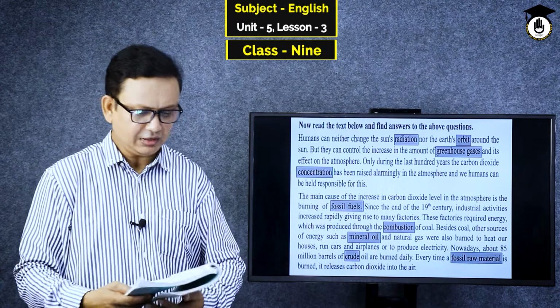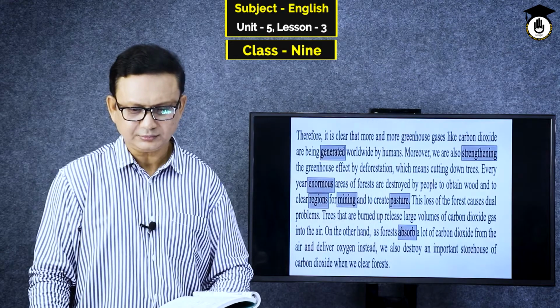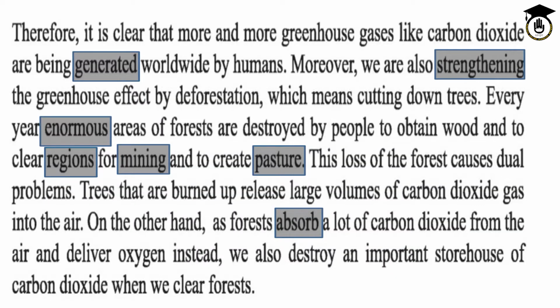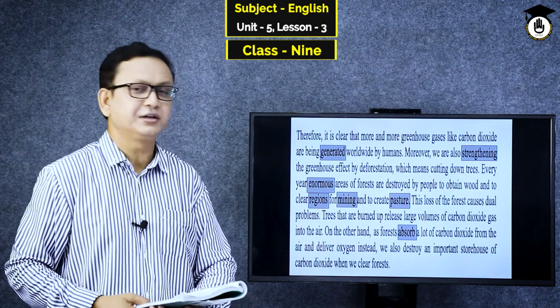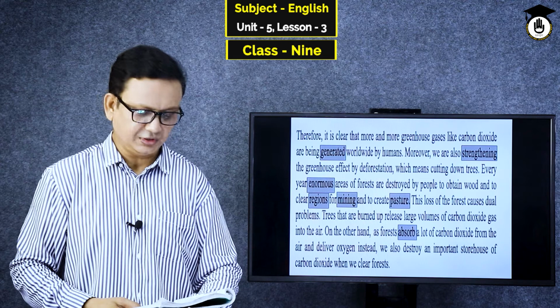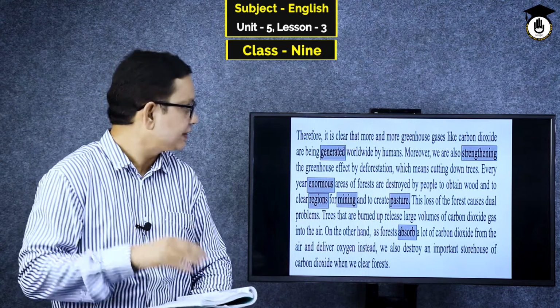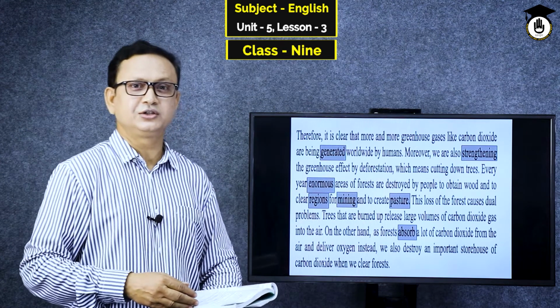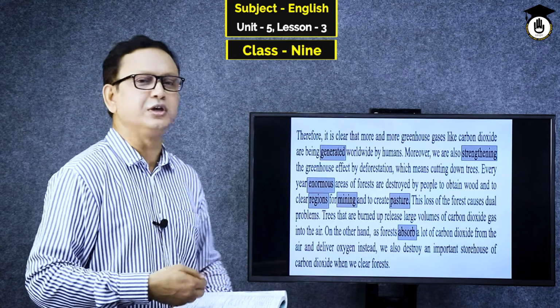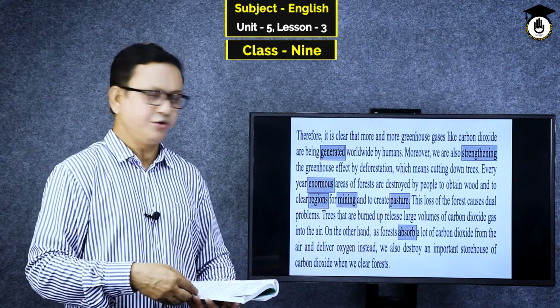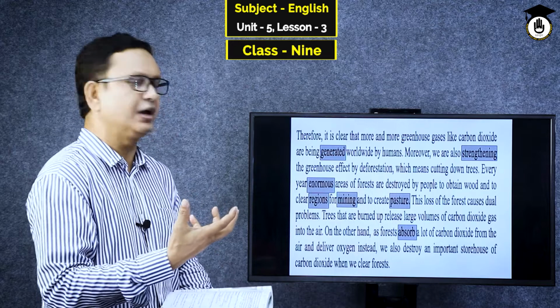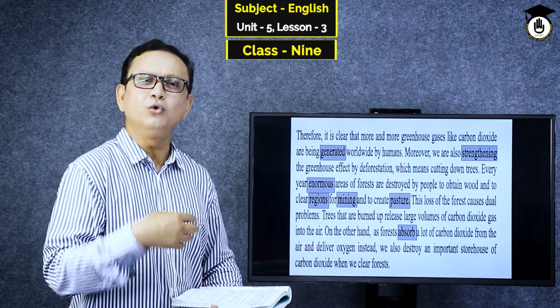Now let us come to the next para. Therefore, it is clear that more and more greenhouse gases like carbon dioxide are being generated worldwide by humans. So there is one word, generated, and generated means produced. So by this time you must have come to know what we humans are doing. We are actually producing a lot of carbon dioxide in the atmosphere by our own activities.